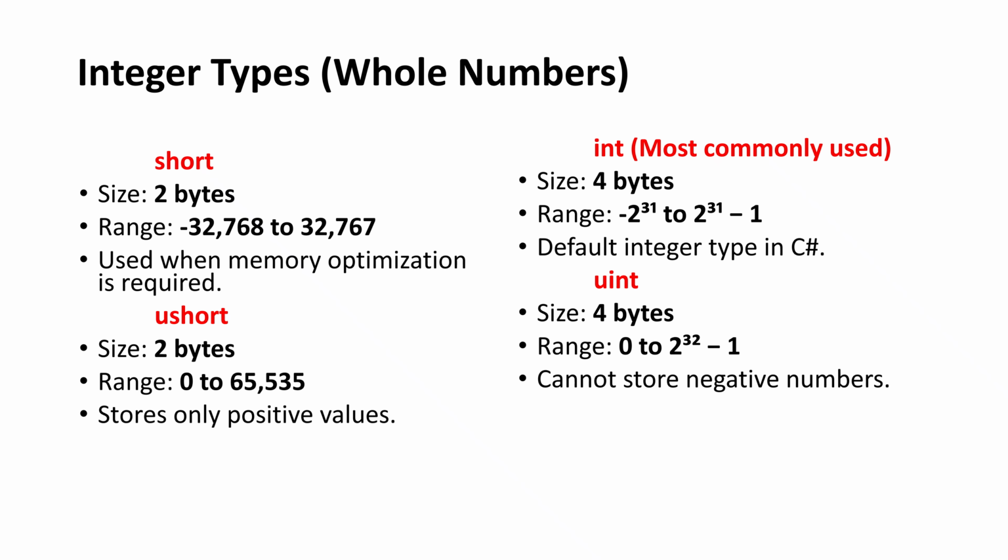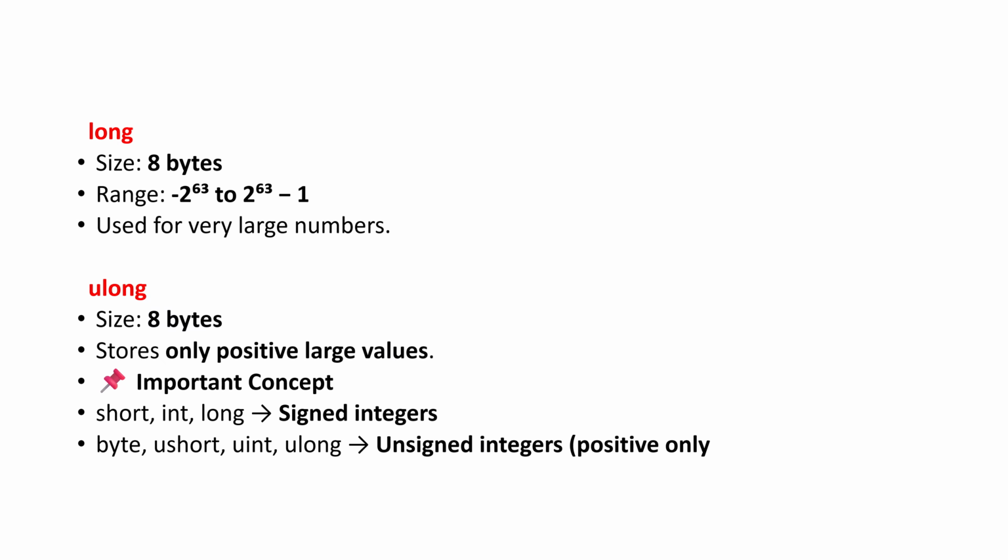Its size occupies 4 bytes. Its range is minus 2 to the power 31 to 2 to the power 31 minus 1. Then uint, the same size as integer, but stores only positive values. Then comes long. It uses 8 bytes and is used for very large numbers. Then ulong. Its size is 8 bytes and it stores only positive values.